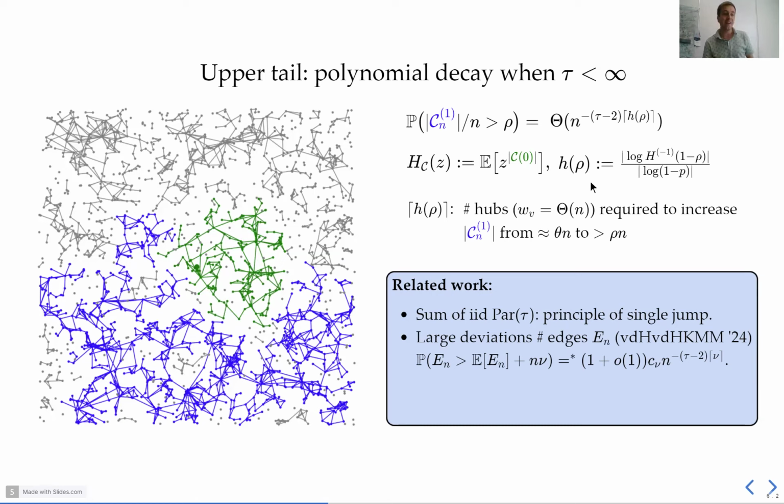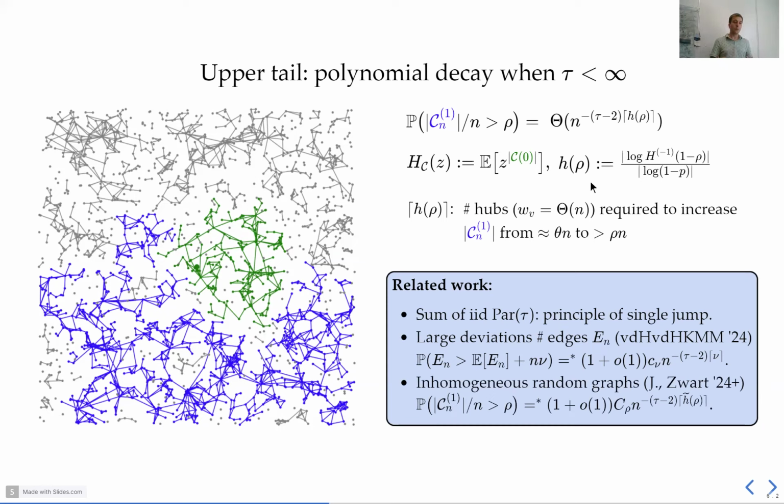I'm not sure if he's still here. Remco van der Hofstad, Liang Ruy, Peter Mörters, and Ellady Maitra. And they prove a large deviation principle for the number of edges, and the probability that you see n times mu expected n times mu edges more than you would expect decays as a certain constant times n to the minus tau minus 2. Then again, you see here this mu, but then rounded above.